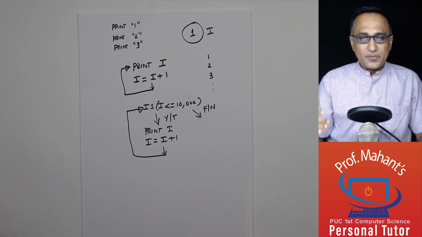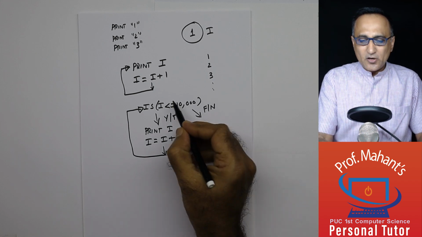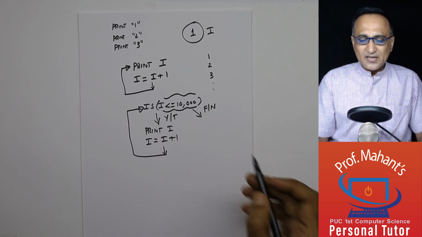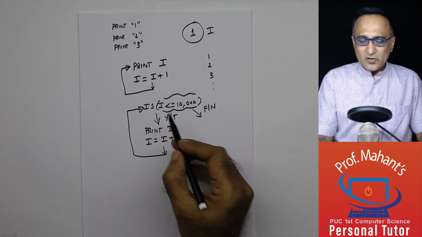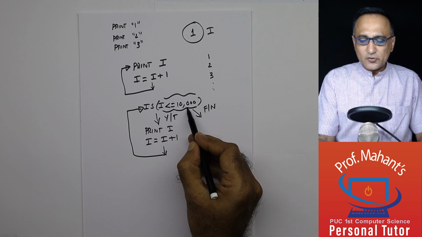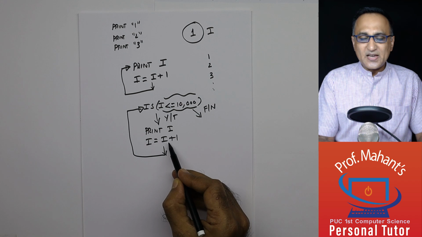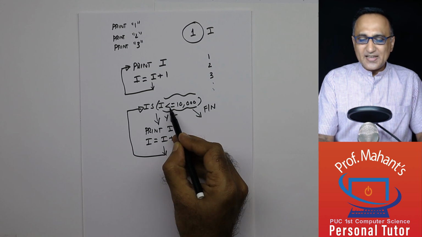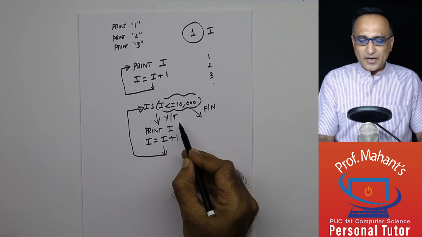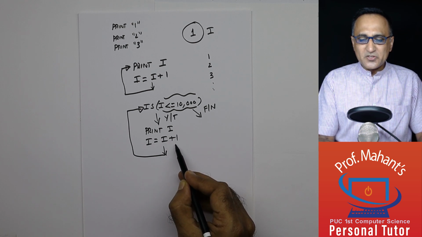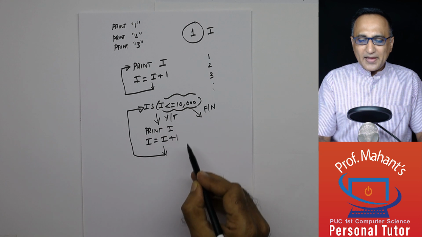In a loop or a repetition or an iteration, I am doing a set of statements multiple times as long as this particular condition or test condition remains true. Initially the value of I is 1. So 1 is less than or equal to 10,000. So what I am saying, it's true. I am printing 1. I am increasing, I becomes 2. 2 is still less than or equal to 10,000. This is yes or true. So I am printing 2. I becomes 3.